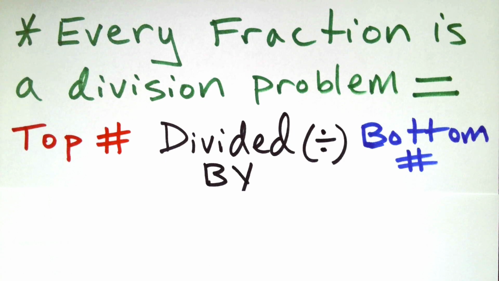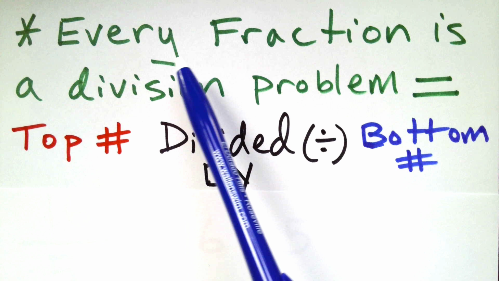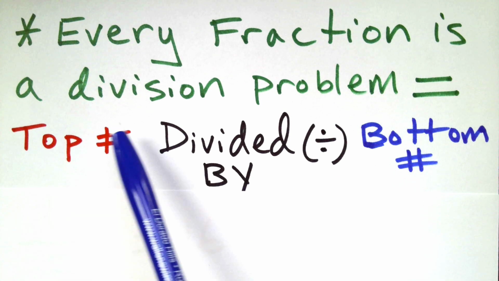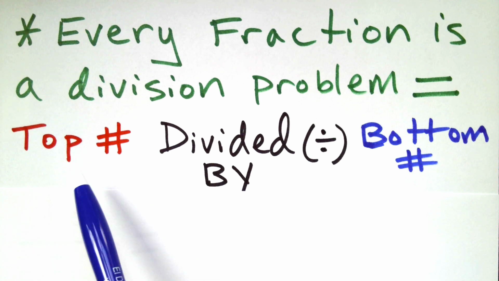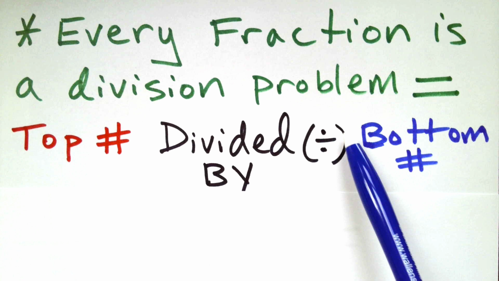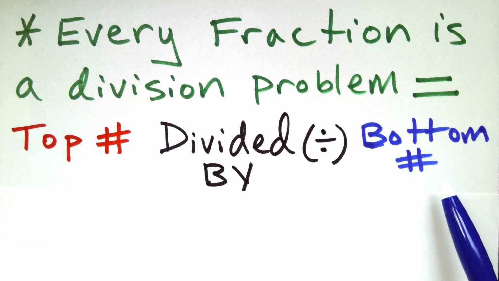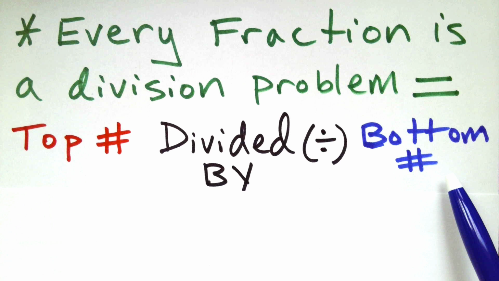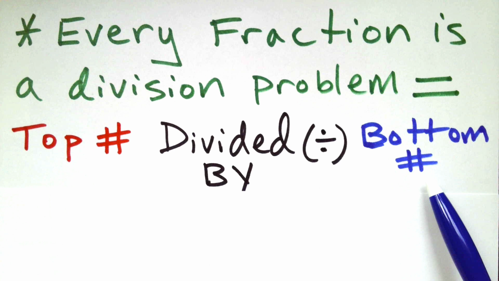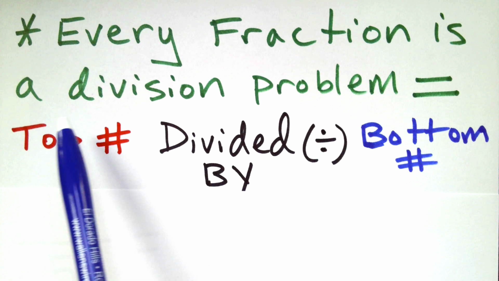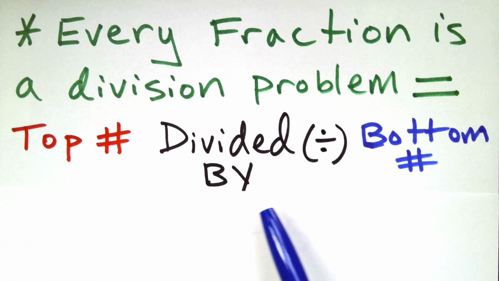Okay, this is something important you really need to know. Each and every single fraction is a division problem. So that's your top number, the numerator, divided by the bottom number, which is the denominator. So whether it's a proper fraction or improper fraction, you take the bottom number and divide it into the top number. Every fraction is a division problem. Let's see what that looks like.